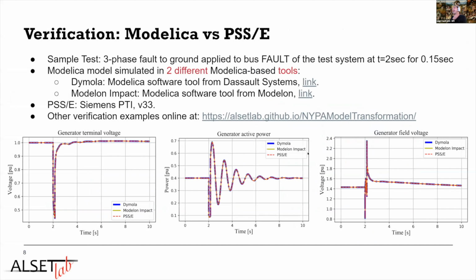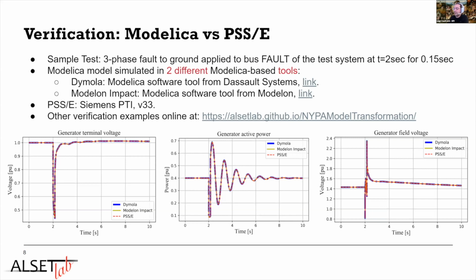So here is some of the results on the tests that we conduct. We conduct a number of tests that you can see in this website that I'm deploying there. And here I'm showing the several variables and show how they match. PSSE is red, Modelon's Impact is green, yellow, green, and Dymola is in blue. So we get a perfect match to numerical precision, basically, of what we can offer.